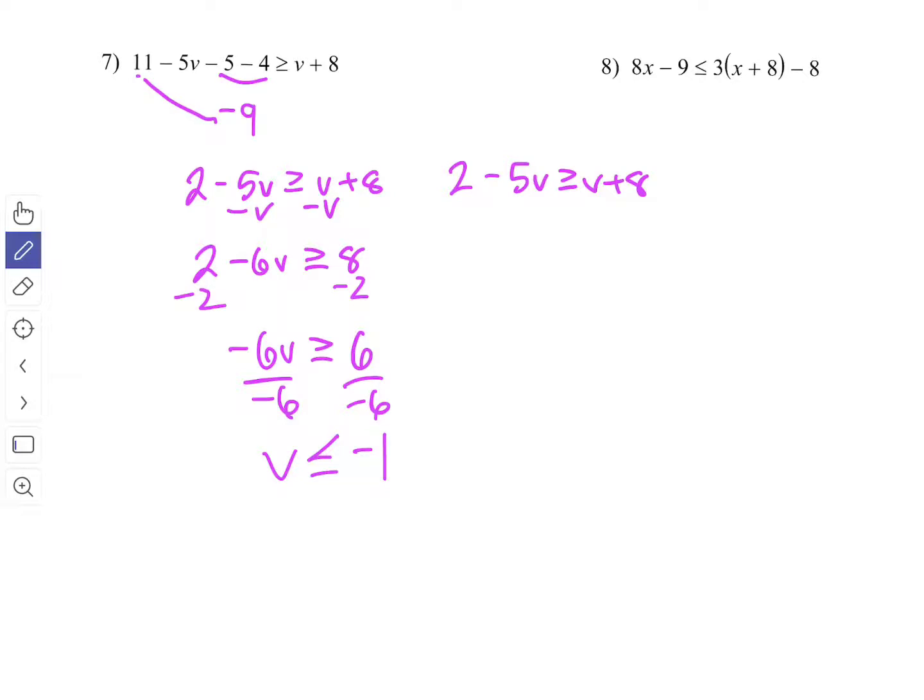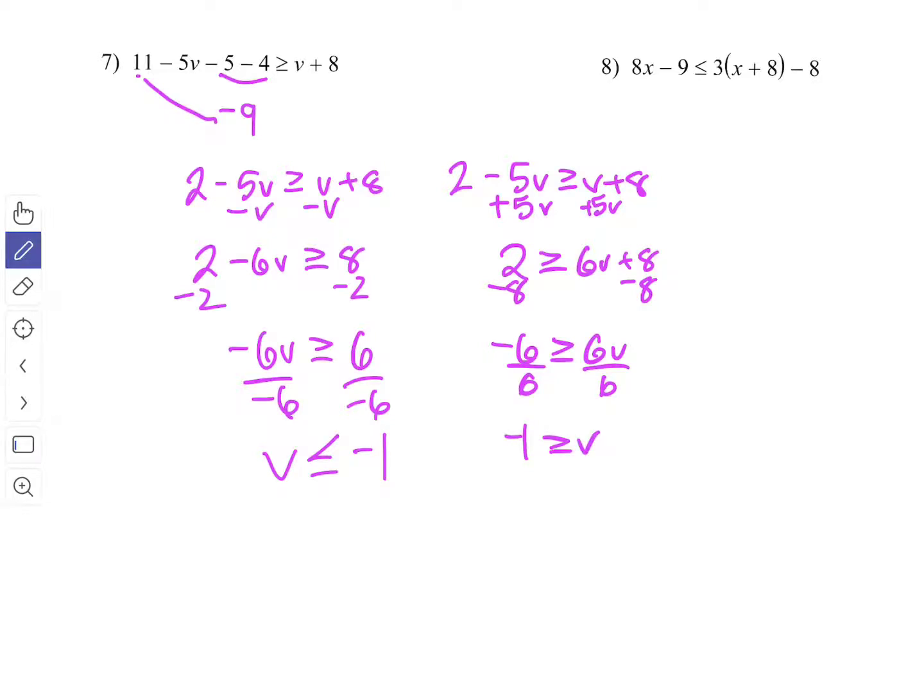Now, what if I said I don't want to deal with a negative like that, so I'm going to add 5v to both sides. I get 2 is greater than or equal to 6v plus 8. Subtract 8. And I get negative 6 is greater than or equal to 6v. Divided by 6, I get negative 1 is greater than or equal to v, which, if we think about it, if I flip-flop this around, it would be v is less than or equal to negative 1. So you're going to get the same thing regardless of how you deal with it. Okay?